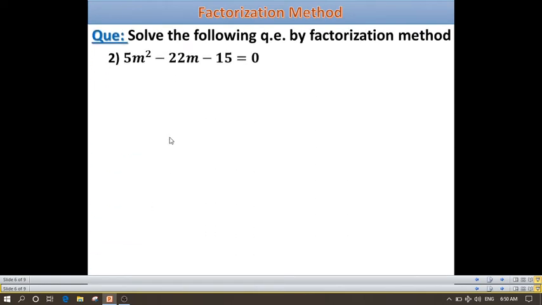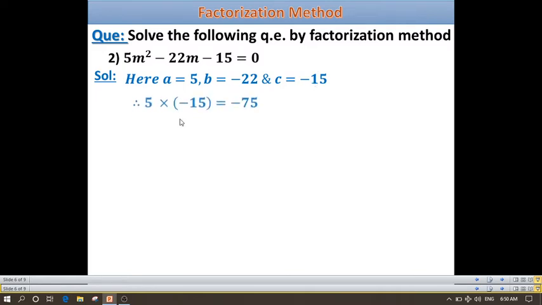5m² − 22m − 15 = 0. If we compare with the general form, here a = 5, b = −22, c = −15. The product of a and c, that is 5 and −15, is equal to −75. Now take two suitable factors of −75 such that the sum is equal to −22.